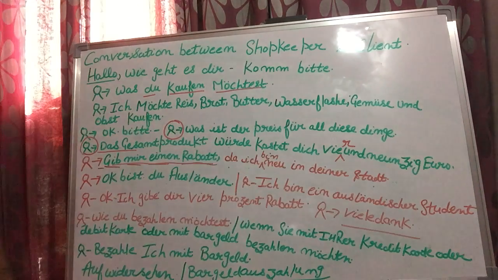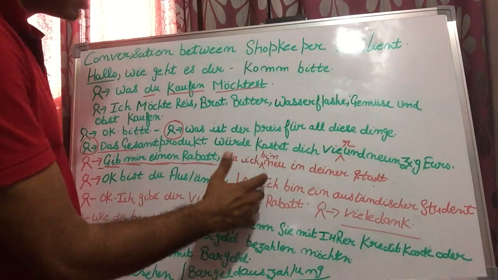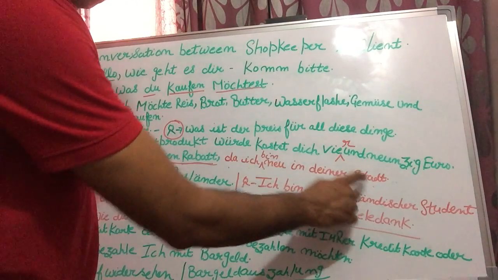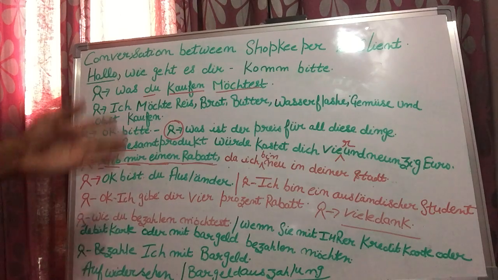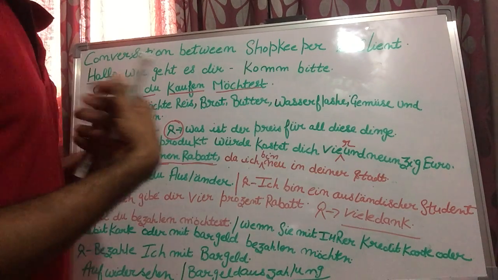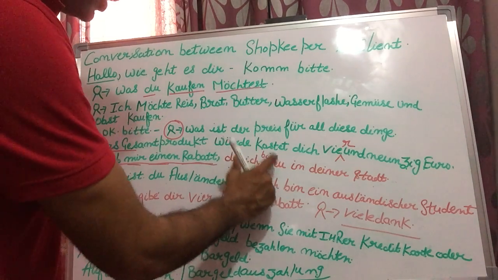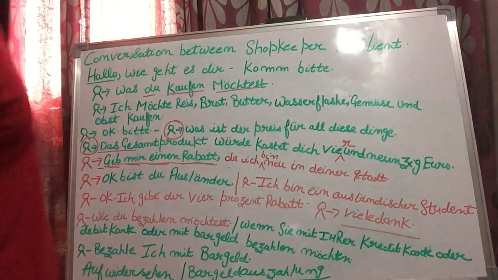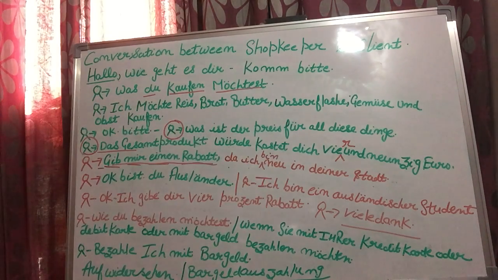Stadt is a city basically. So he's saying, give me some discount as I am, since I am new in your city. So what we can say is, gebe mir einen Rabatt, da ich bin. Ich bin is I am basically. We have already wrapped up the verb portion. Ich bin is I am. Da ich bin neu in deiner Stadt. It means, give me some discount as I am new in your city. Is that clear to you?